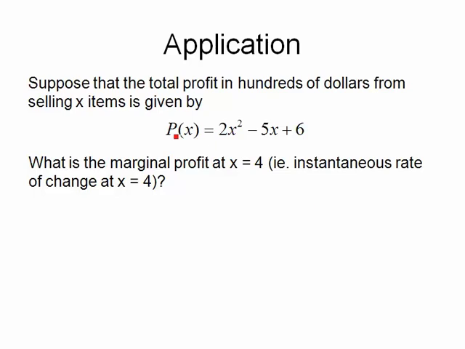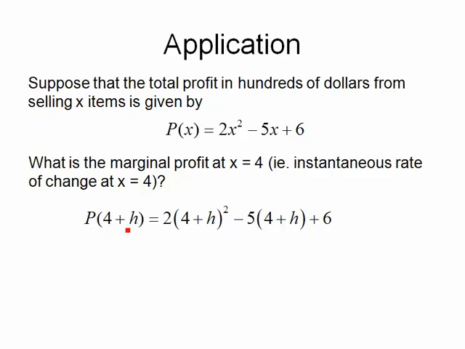Let's do a business application. Suppose that the total profit in hundreds of dollars from selling x items is given by P of x equals 2x squared minus 5x plus 6. What we want to know is what is the marginal profit at x equals 4. Now you'll recall, what marginal profit means is instantaneous rate of change. So we need to find the instantaneous rate of change at x equals 4. Using our definition, the f changes to P, the a value is 4, so we're going to do the limit as h approaches 0 of P of 4 plus h minus P of 4, all of that divided by h. We'll go through the same process we just did. We'll try and cancel things out so the h disappears, and then we'll be able to do the limit.